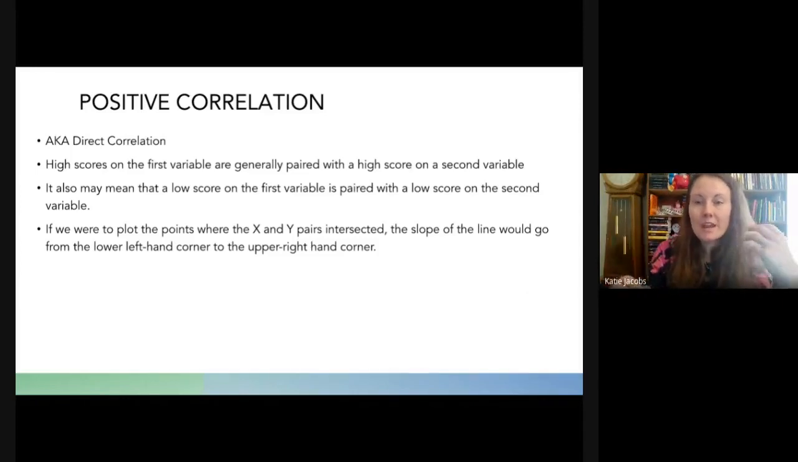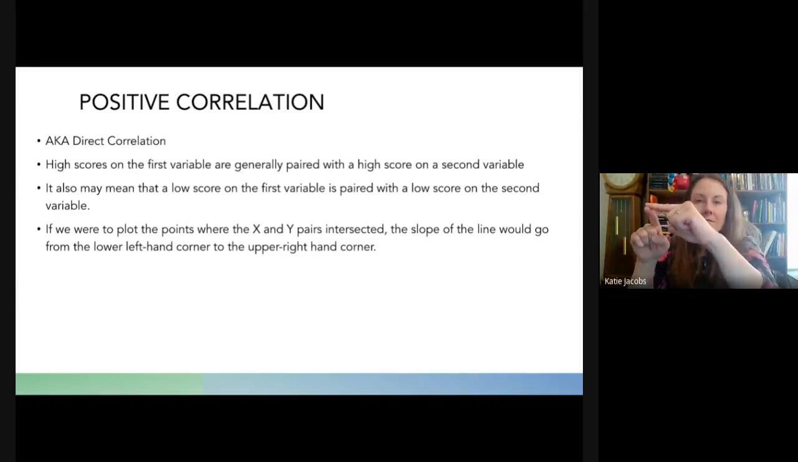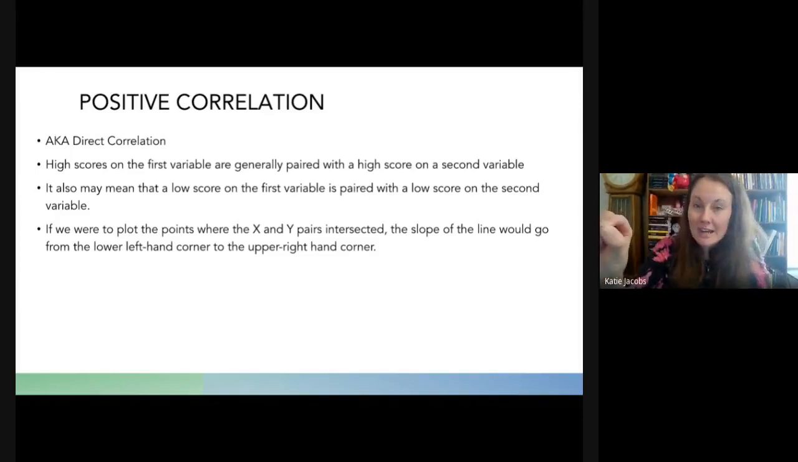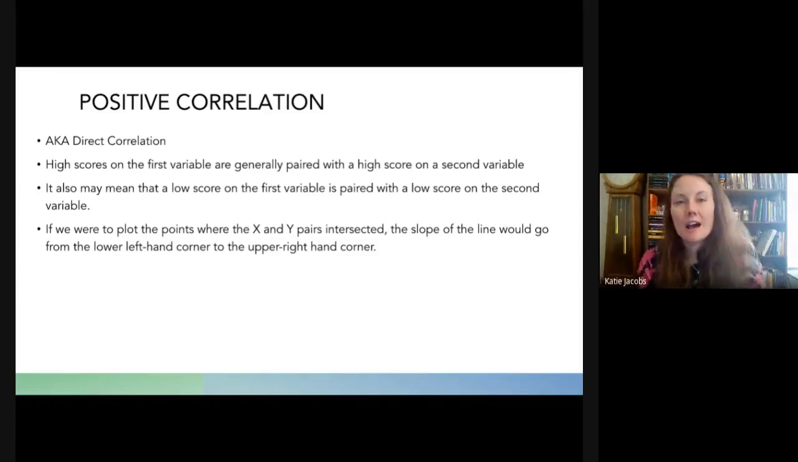So if I play 20 minutes of Pokemon Go and I walked 20 minutes yesterday, I would look along the X-axis where 20 minutes are and then intersect that with where 20 minutes of walking are, and I'd put a dot there. And that would represent me as a participant, where my point is.